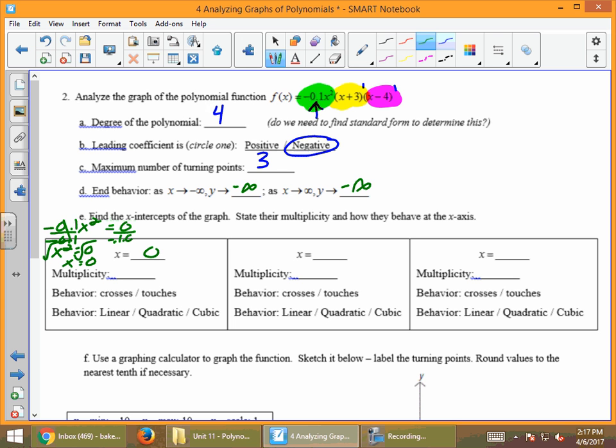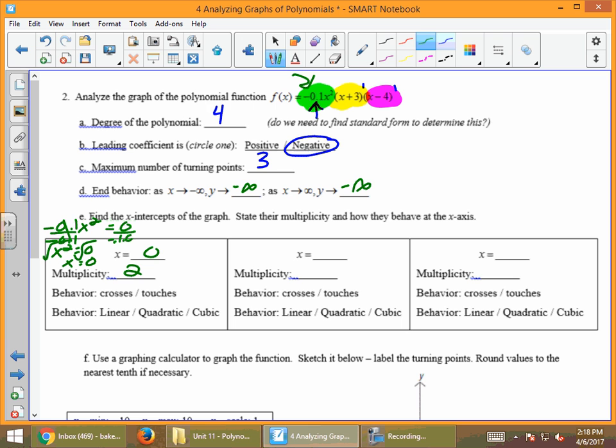0. So no matter what, if you have an x squared, an x cubed, an x to the 4, 5x squared, doesn't matter. If it's just an x and you're not adding or subtracting anything to it, that x-intercept, or that root, is always going to be 0. So if you have something like this, like the green one, that's always going to be 0, no matter what. Okay? Well, what's the multiplicity of 0? 2. The exponent was 2.